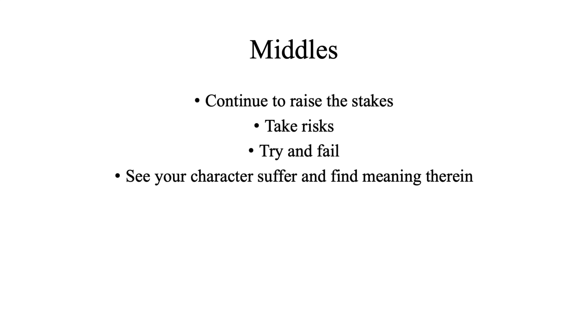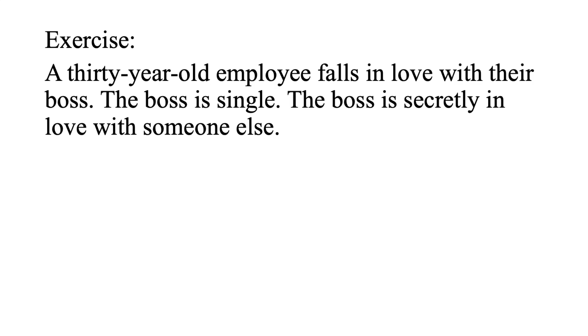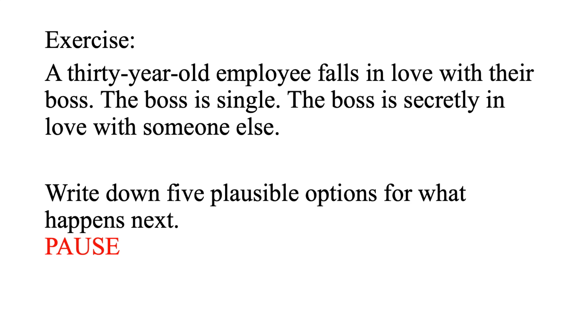Here's an exercise. A 30-year-old employee falls in love with their boss. The boss is single. The boss is secretly in love with somebody else. Your job, write down 5 plausible options for what happens next. They don't have to be all that plausible either. They could involve the two of them. They could involve another person. They could involve a bizarre situation, bag of money, a parrot, whatever you come up with there. So be creative in this, and I'll give you a few minutes to look over that.